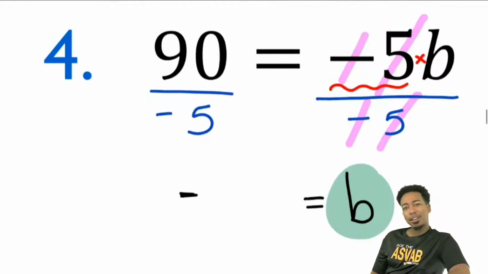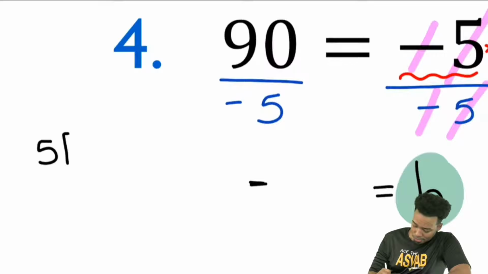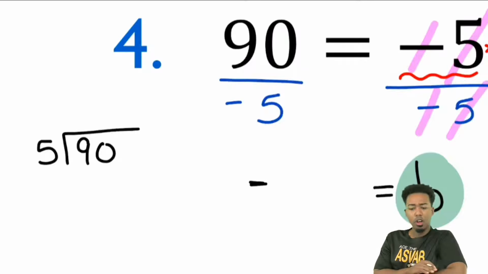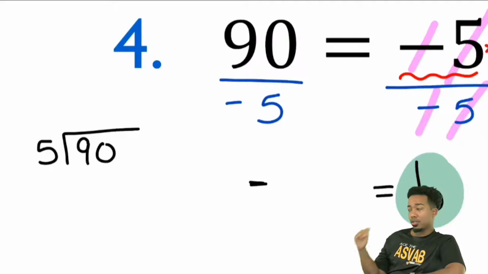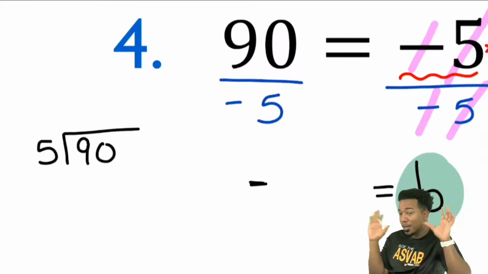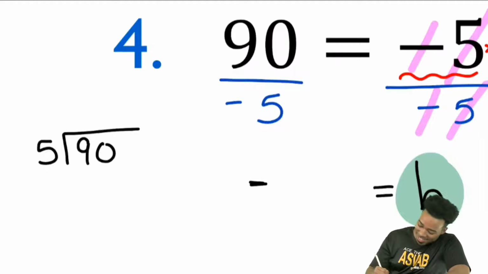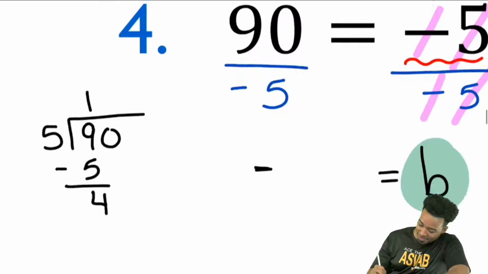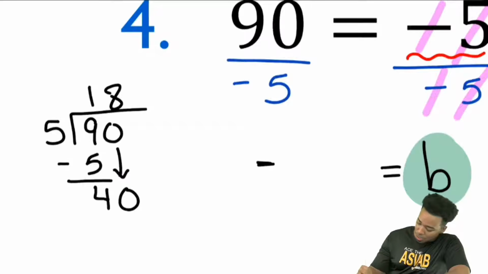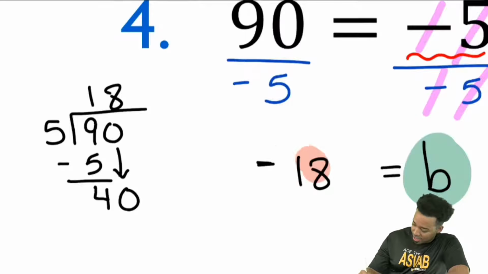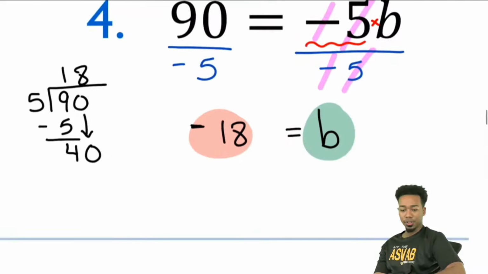What's 90 divided by 5? If you didn't know, don't worry. If you need to do long division, that's fine. But we know that 5 times 20 is 100. So 5 times 19 is 95. 5 times 18 would be 90. You could think of it like that if you've been learning mental math from me. Or we can do this. 5 goes into 9 one time. And then 5 goes into 40. That's going to be 8 times. So we have negative 18 as the answer.